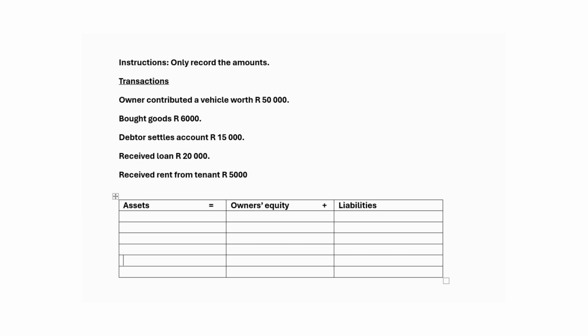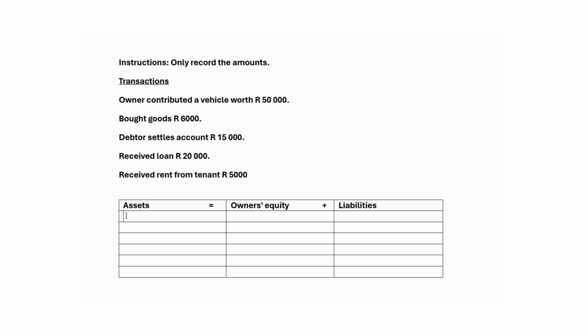So our first step is to read the questions carefully, right? In this activity, the instructions given to us is that we must only record the amounts. So this is a clear instruction that we mustn't record the accounts affected, neither if it's debit or credit. Let's do the first one.